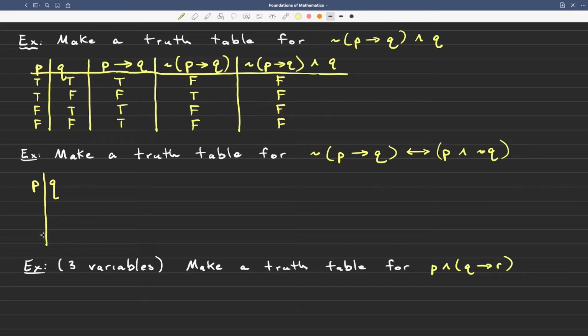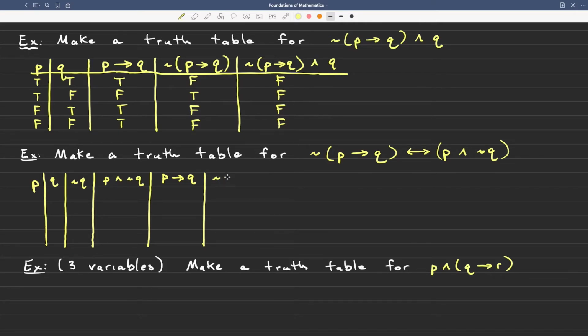So I've got P and Q, and up here I'm going to think about all the little bits and pieces in this expression. I see a not Q, so let me have a column for not Q. And then I've got P and not Q, which I could do right here. And then I've got a P implies Q, and then I need to negate that, so not P implies Q. At this point, I've got this expression and this expression, and I just need to connect them with an if and only if, right? So I can do that as the final column.